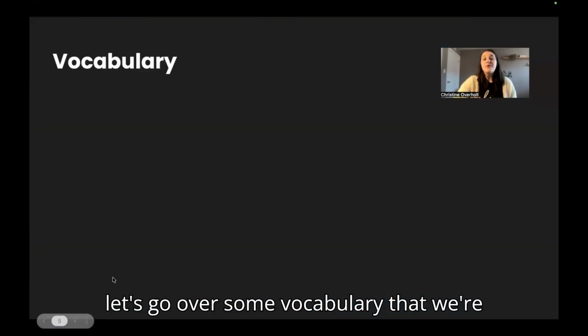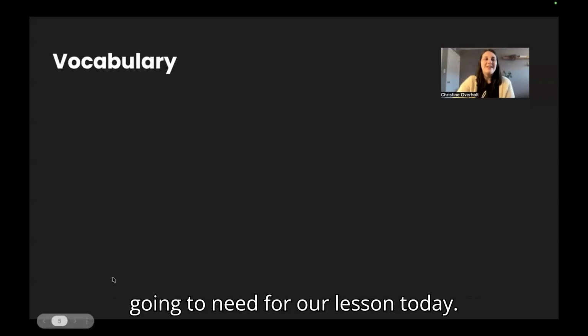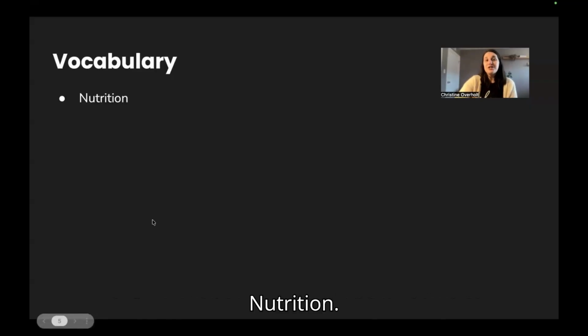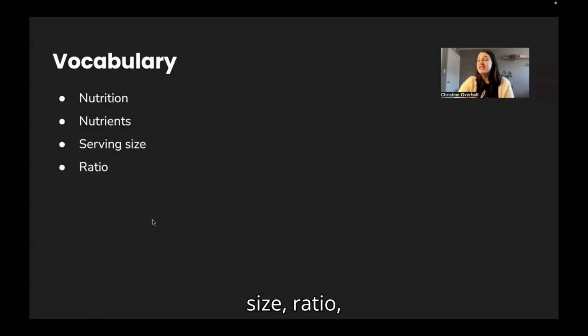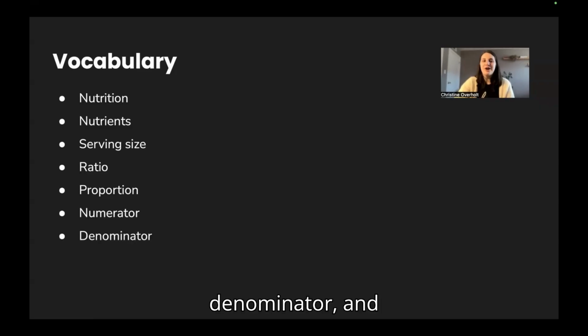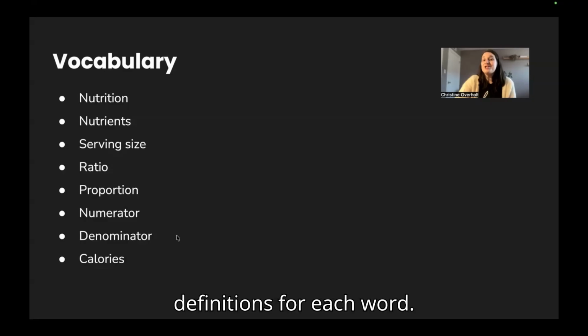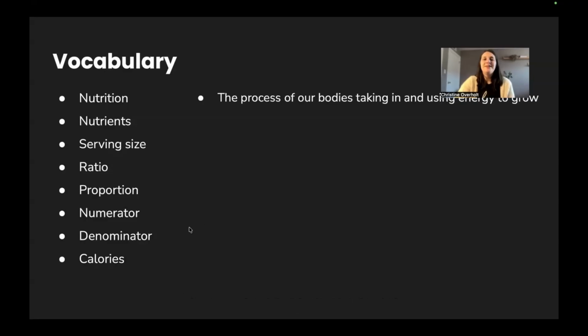So let's go over some vocabulary that we're going to need for our lesson today. Nutrition, nutrients, serving size, ratio, proportion, numerator, denominator, and calories. Let's look at the definitions for each word.